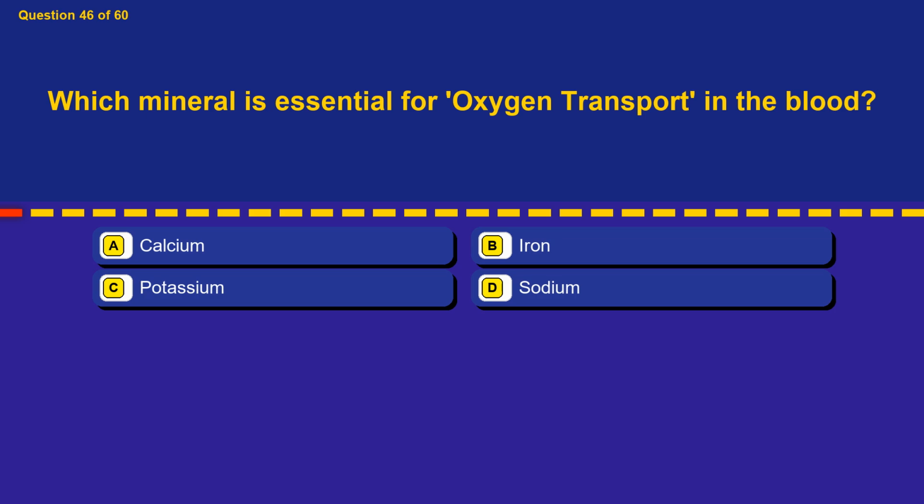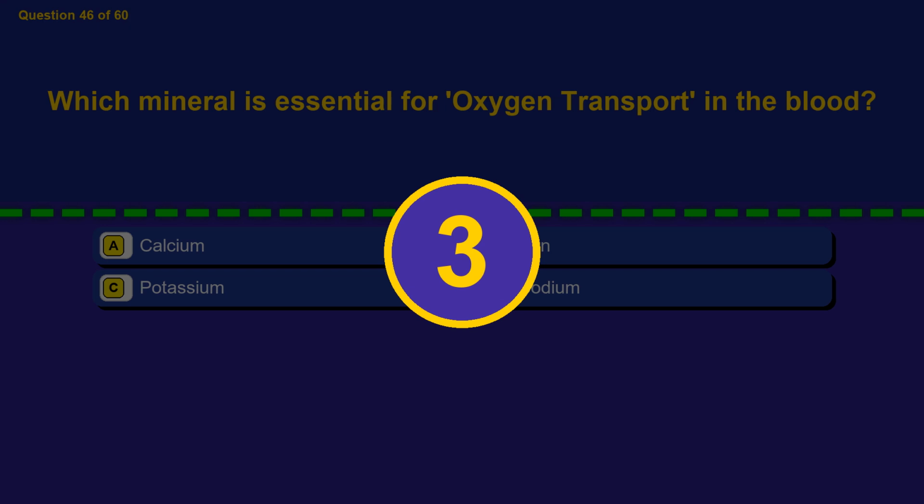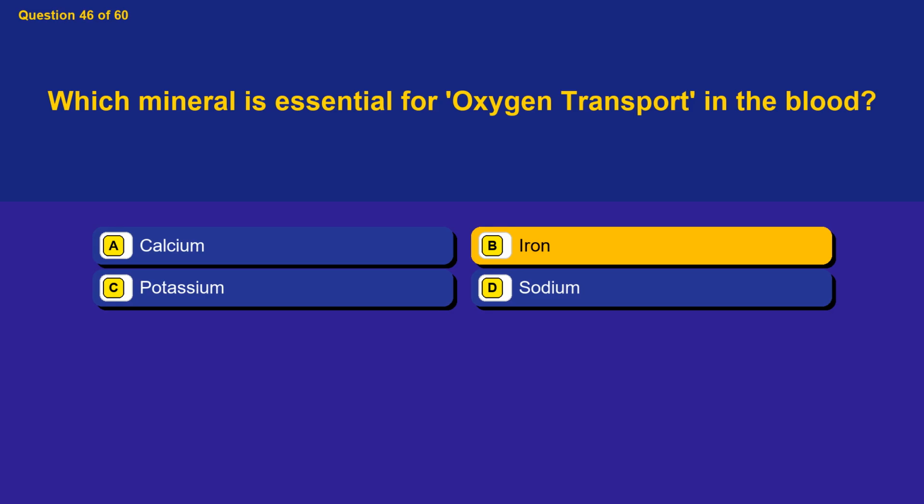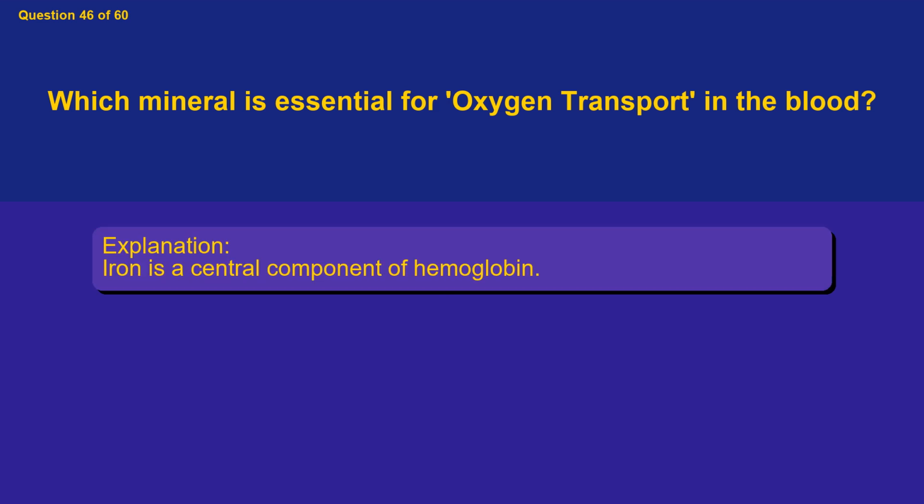Question 46. Which mineral is essential for oxygen transport in the blood? Option A. Calcium. Option B. Iron. Option C. Potassium. Option D. Sodium. The correct answer is option B. Iron. Iron is a central component of hemoglobin.